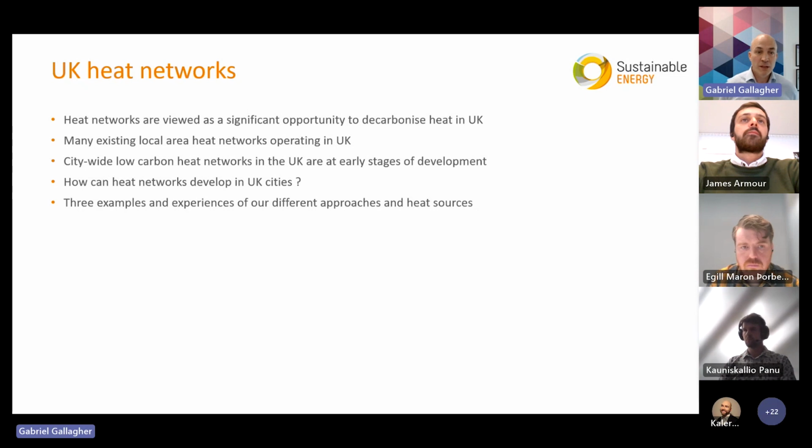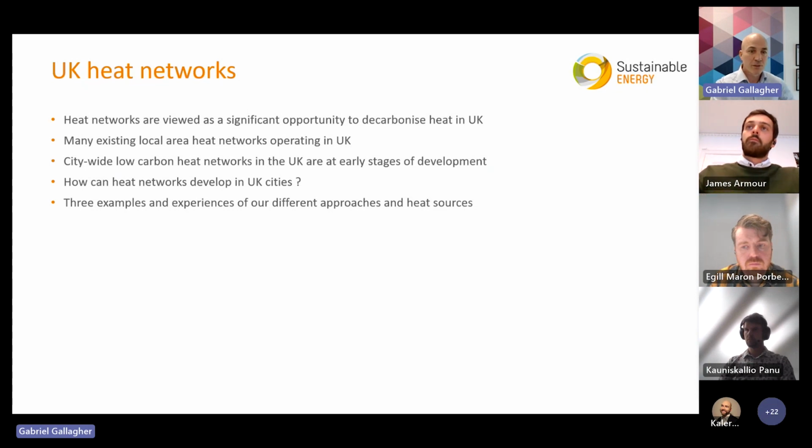There are many local area heat networks operating in the UK, but these are generally smaller, built from communal housing schemes or some CHP-led schemes and some waste to energy schemes. But the citywide low carbon heat networks in the UK are really at the early stages of development. And how can those heat networks develop in UK cities?